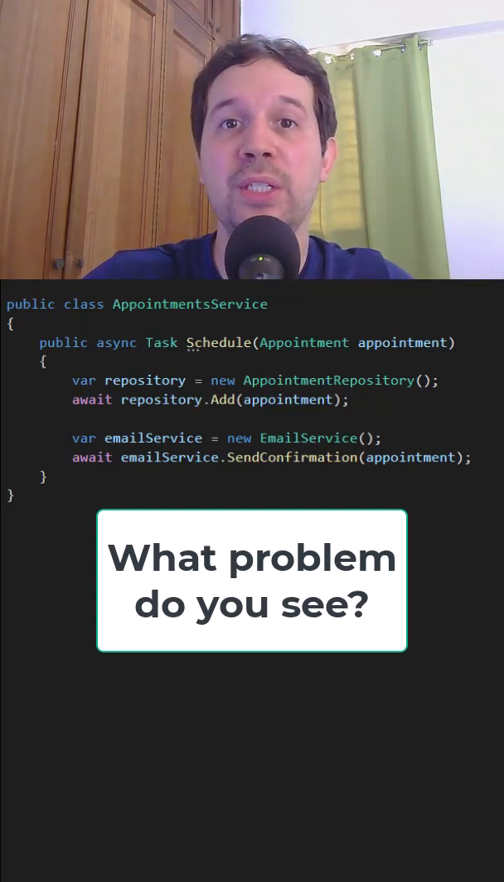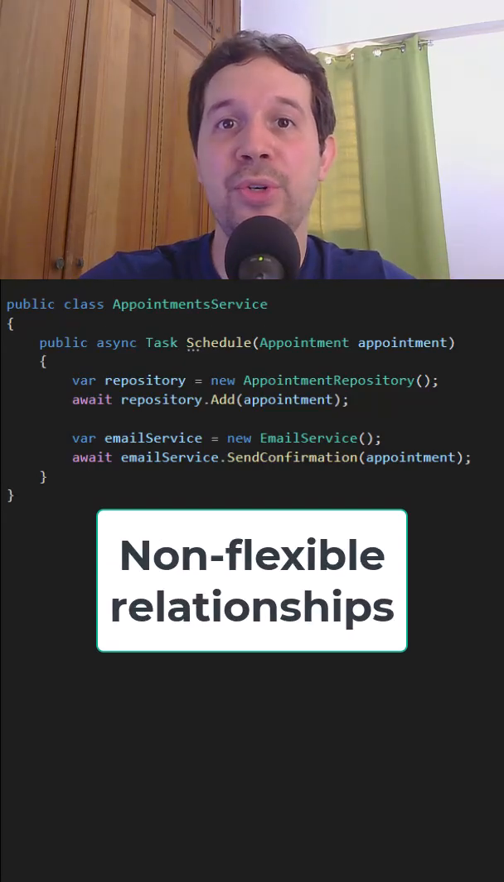Mistakes like this are the reason why some applications are so hard to maintain. Take a look at this class. What problem do you see? The issue is that the relationship between appointment service, appointment repository, and email service is non-flexible.